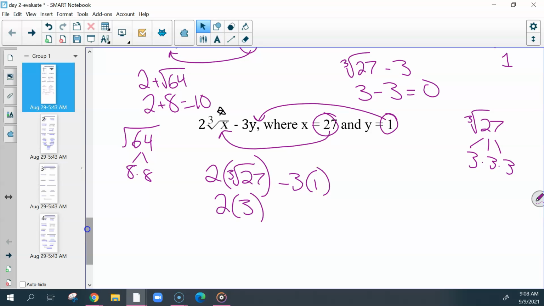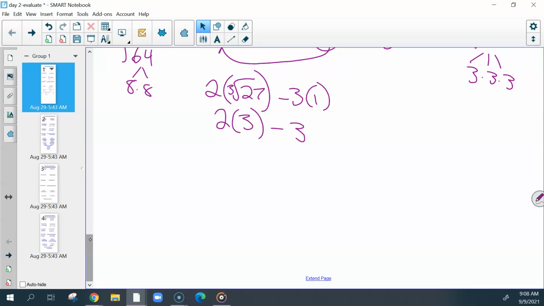That way you can separate them. We know this is 3. That's 3. 3 times 3 is 6. So our final answer would be... Do we have any questions on how we evaluate expressions?